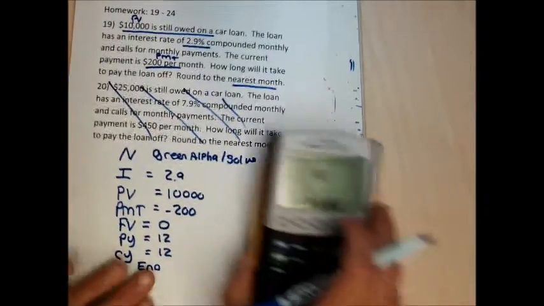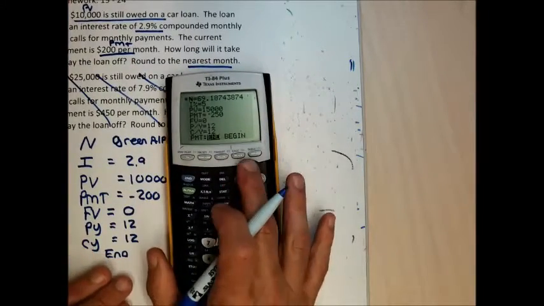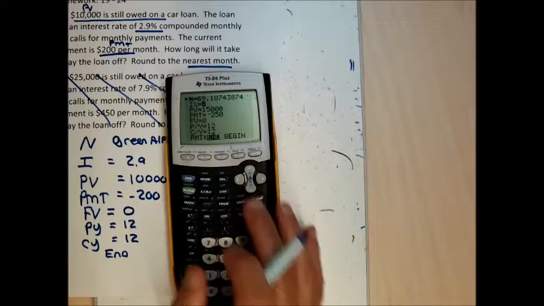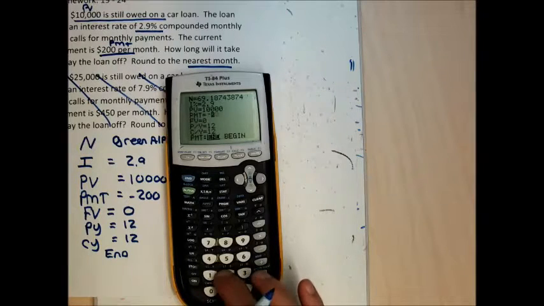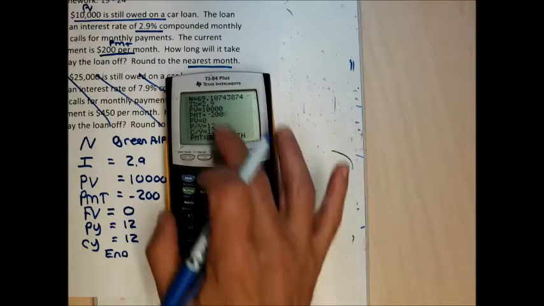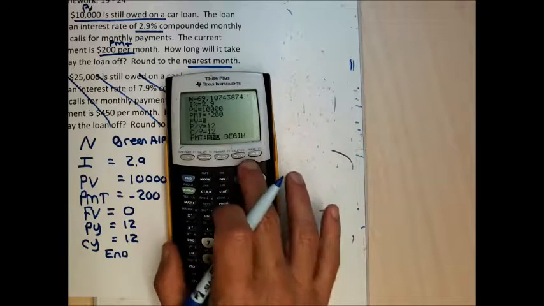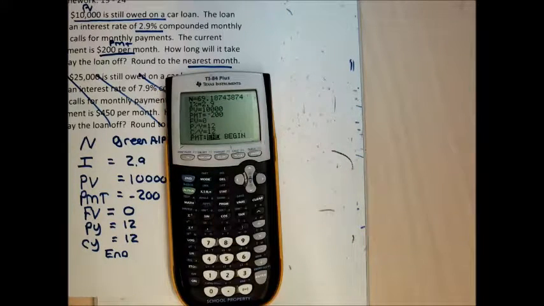So let me get this loaded up on my calculator. I don't enter an N yet. I enter 2.9 for the I, $10,000 for the amount owed, -200 for the PMT. The bottom stuff is all okay. I arrow up to the N. I hit my green alpha button followed by enter, and it tells me it's 53.35 months, and I'm going to say that's about 53 months.